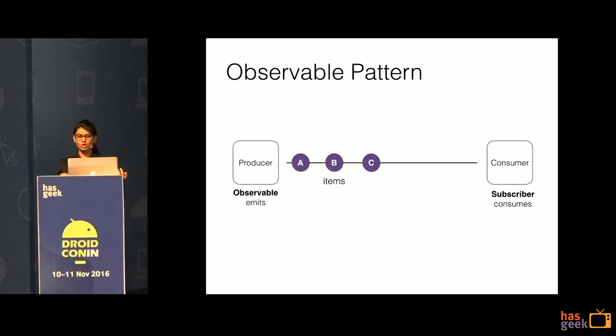So this is the basic observable pattern. We have a producer on one end, and we have a consumer on the other end. The producer is emitting items, that is A, B, and C. The consumer or the subscriber is consuming the items. This is a simple observable pattern on which RxJava works, or reactive programming works.